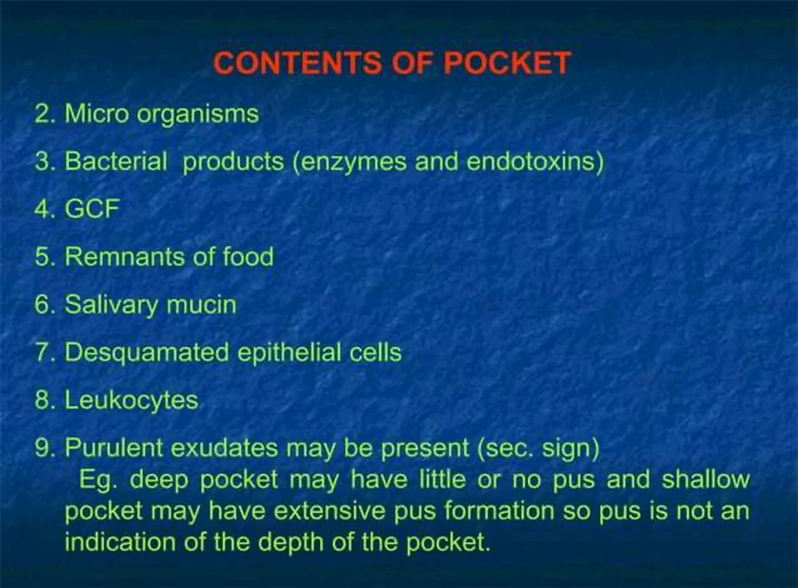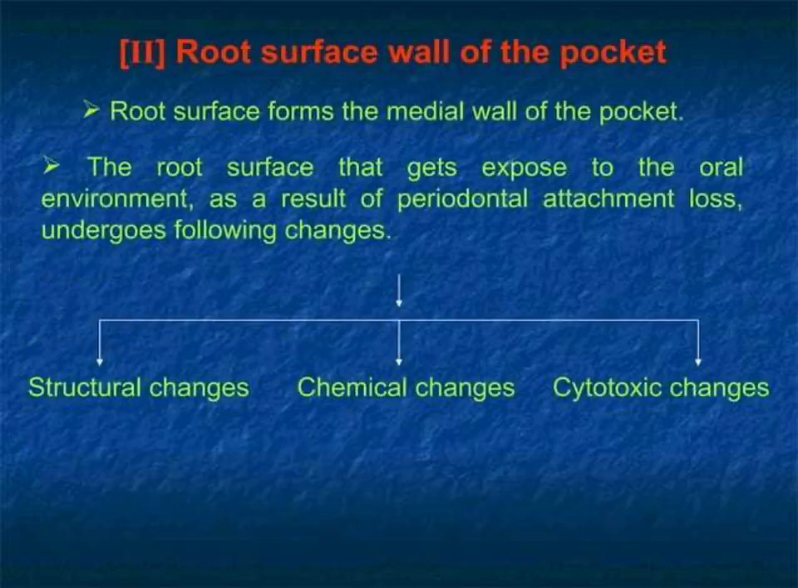Contents of the pocket are predominantly microorganisms, bacterial products, GCF, remnants of food, salivary mucins, desquamated epithelial cells, and leukocytes. Purulent exudates may be seen. A deep pocket may have little or no pus, and shallow pockets may have extensive pus formation, so pus is not an indication of the depth of the pocket.